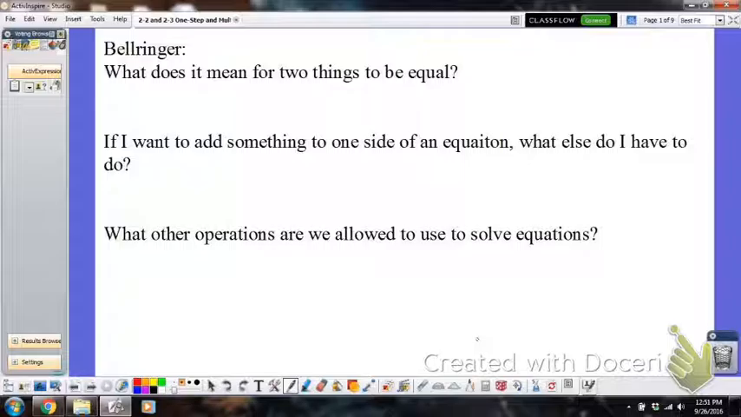Go ahead and pause the video and start working on your bell ringer. Whenever you're complete, unpause the video to get these solutions.